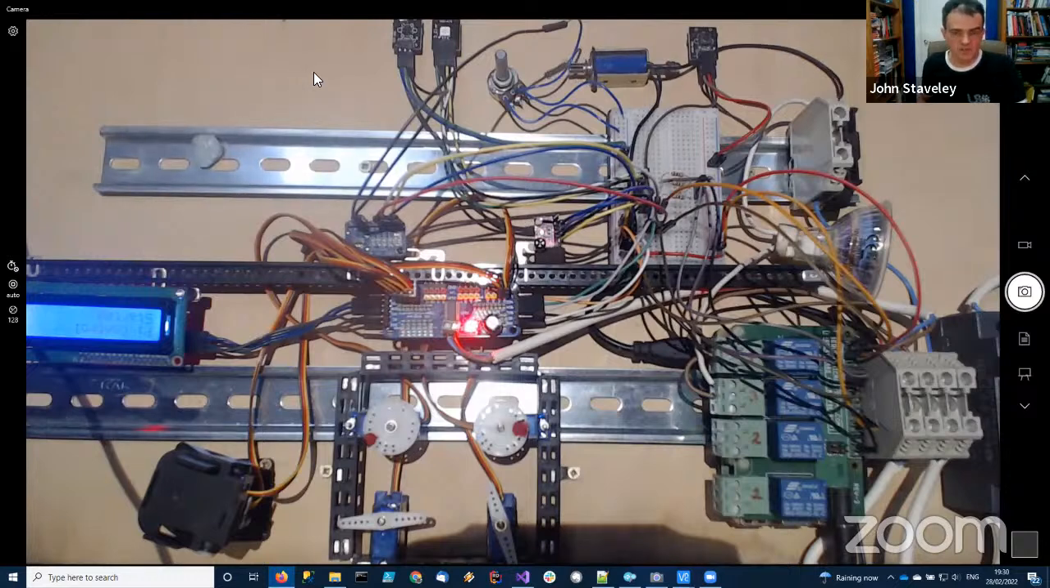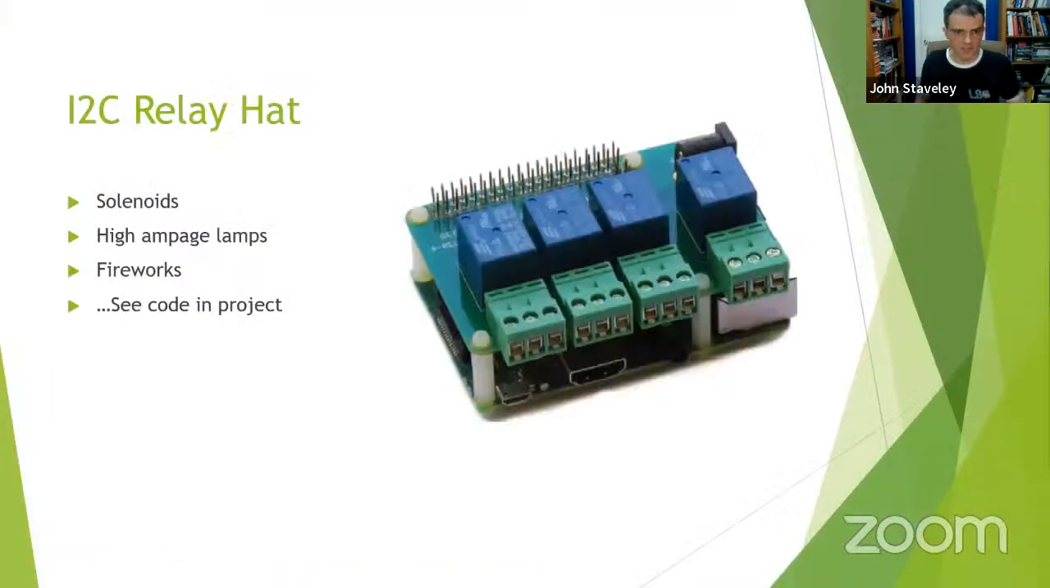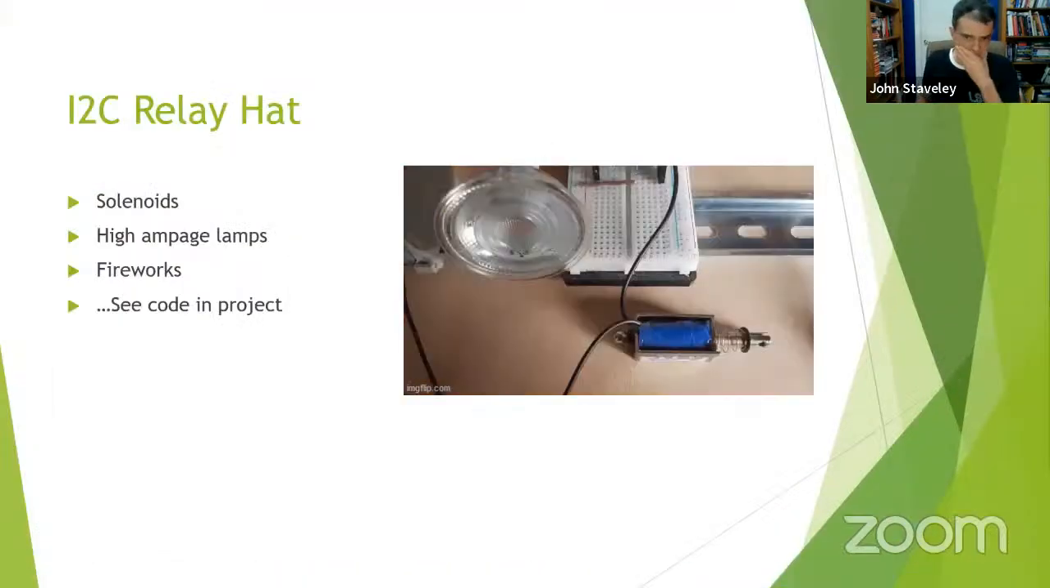So this is a solenoid. This is wires all wound round, and it becomes an electromagnet. So when you put a high current through it, it causes that bar to slide across. These kinds of things are useful for electronic doors and controlling electronic bolts. There you go. So that's my I2C relay hat. And you can see it switching on and off, flicking across.